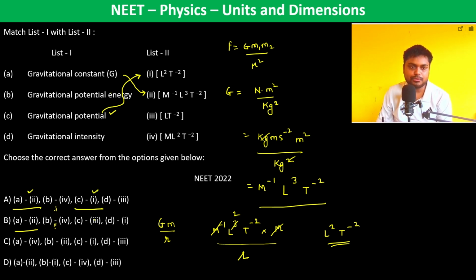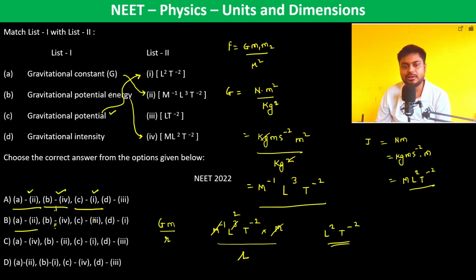Let us prove for the other also. Gravitational potential energy is going to be in joule. So joule is Newton meter, which is kg m s minus 2 m. So kg m square, so M L square T to the power minus 2. B goes to 4. And D, which is gravitational intensity, which is basically the acceleration due to gravity, is the gravitational intensity of Mother Earth on the surface of the Earth. So that is meter per second square. So that is L T to the power minus 2.